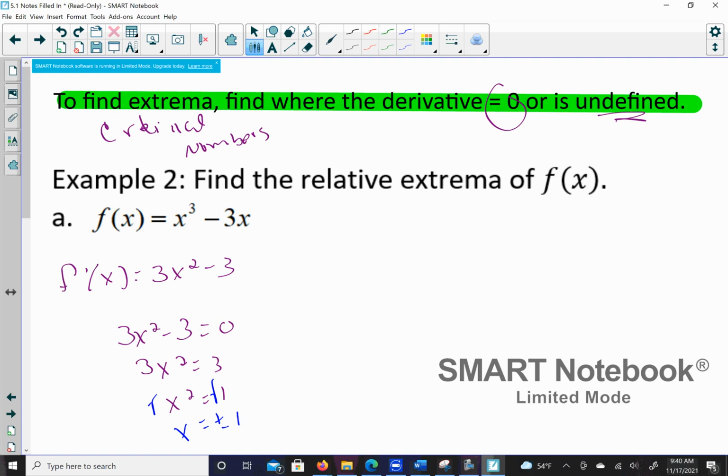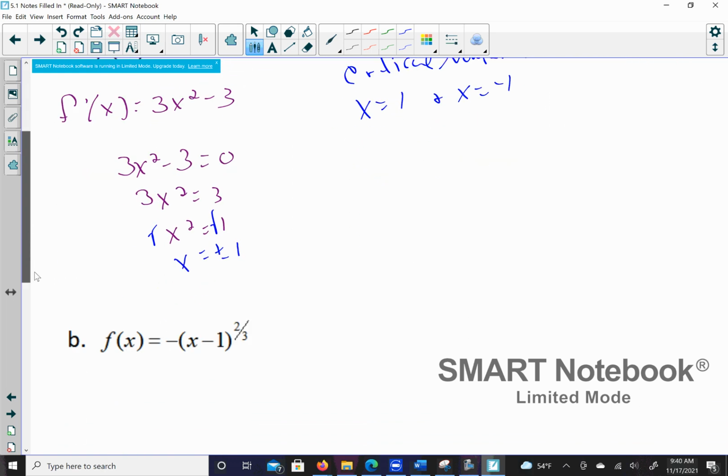So my relative extrema, or my critical numbers, which are the same as that relative extrema, are going to be when x is equal to 1 and when x is equal to -1. There is no place where I'm going to have a tangent line that is undefined, so I just have to find when the tangent line is equal to 0.